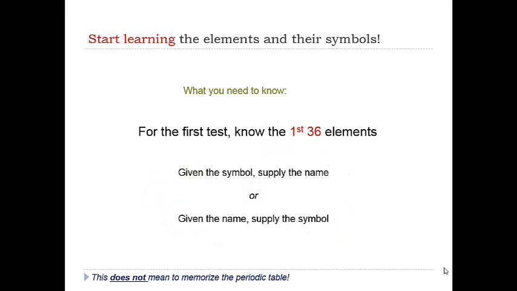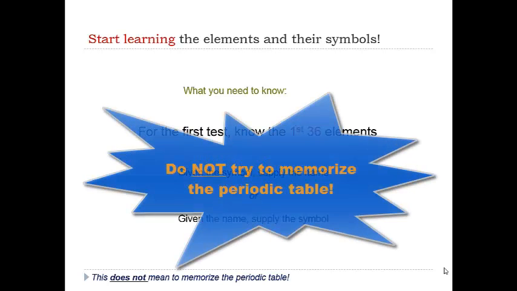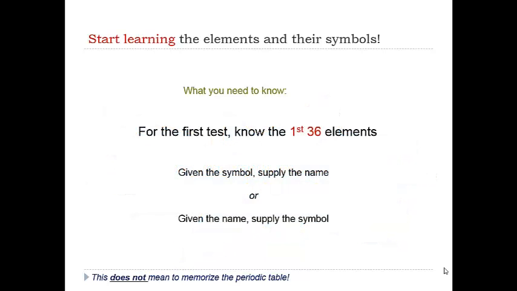And for the first test, you have to know the first 36 elements on the periodic table. Notice that this does not mean you have to memorize the periodic table. Please do not do that. You will be given a periodic table for the test. It won't have the names of the elements. You are expected to know the first 36. If you have any questions, please ask me.